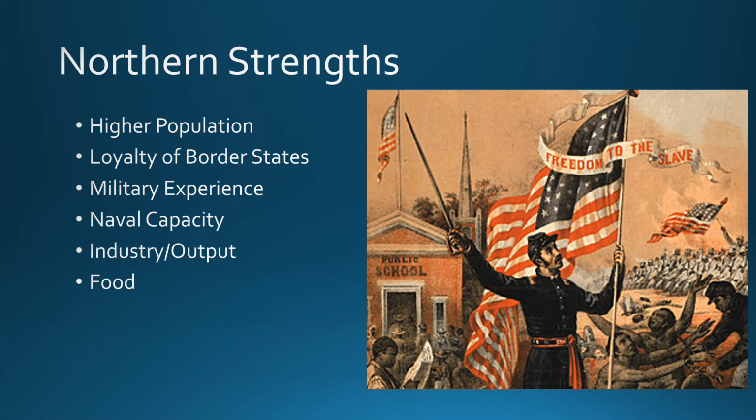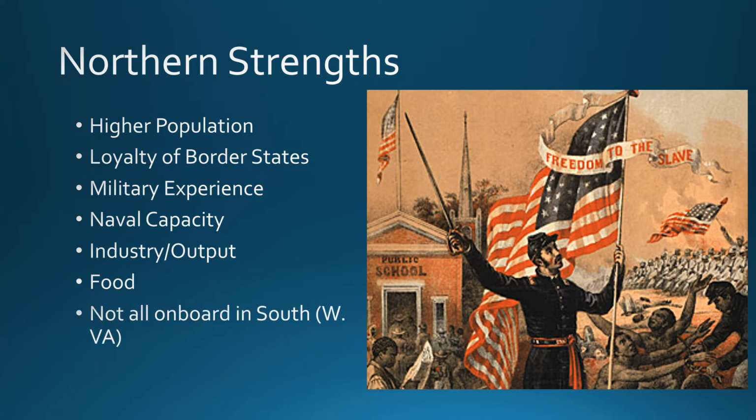In addition, they have more food. Again, when we think of agriculture, we obviously think of the South, but really what the South has is cotton. In the North, there are more horses, more cows, more sheep, more wheat, more oats. Again, these are the staple foods that you're going to need to keep your soldiers fed so they can fight for you and do all the things that they need to do.